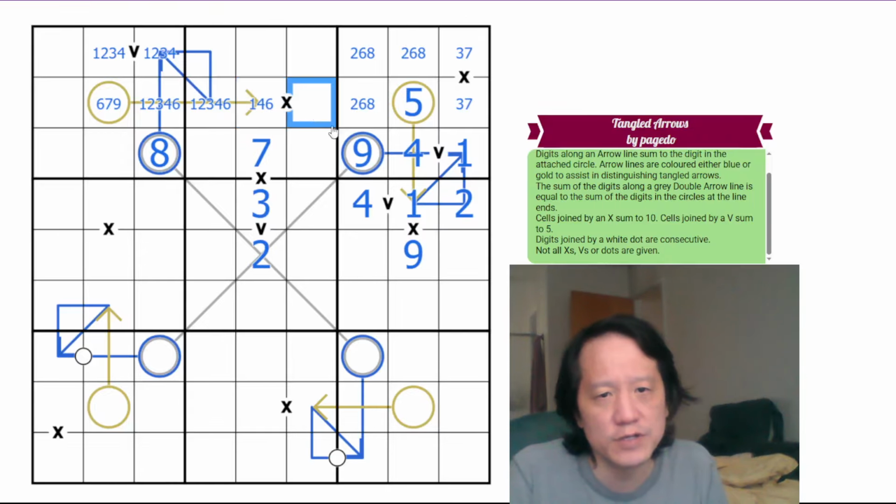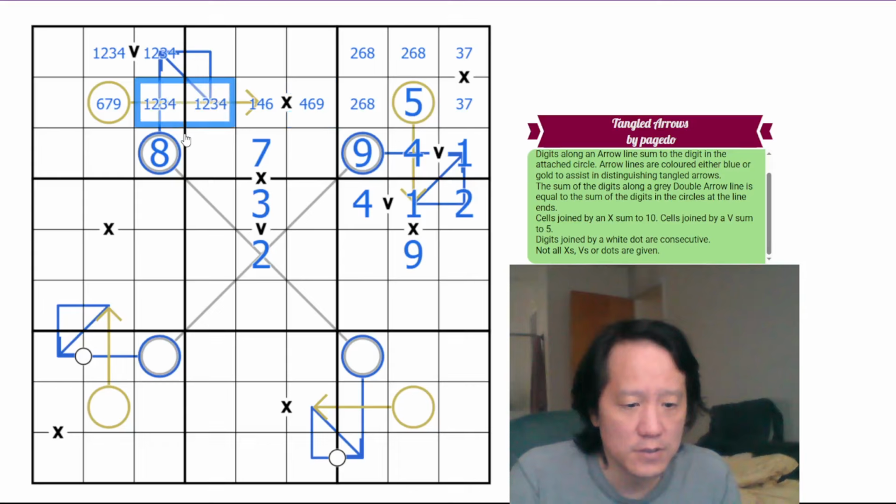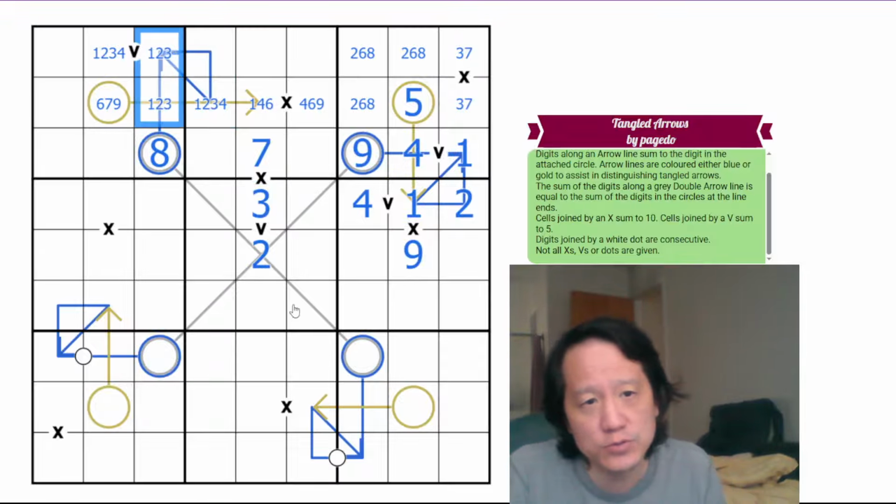So if this is 1, this is 9. If this is 4, 6, this is obviously 4, 6. You can't have a 6 here. This is at least 1, at least 4. So this can be at most 1, 3.